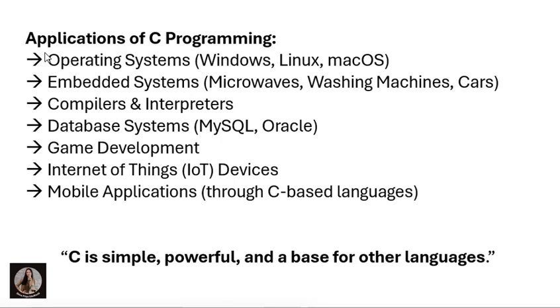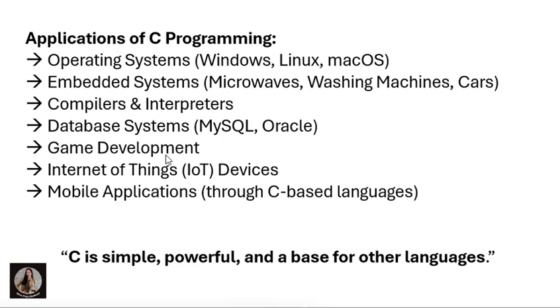Wherever we use C programming in our daily life, let us see. Operating systems like Windows, Linux, Mac operating system. C is used in Windows, Linux and Mac operating systems. Embedded systems, that is microwaves, washing machines, cars. The software installed in the cars and washing machines, in those softwares, C was used. And compilers and interpreters also use C. And database systems to store the data, access particular data, manipulate or delete the data. In that we use C programs.